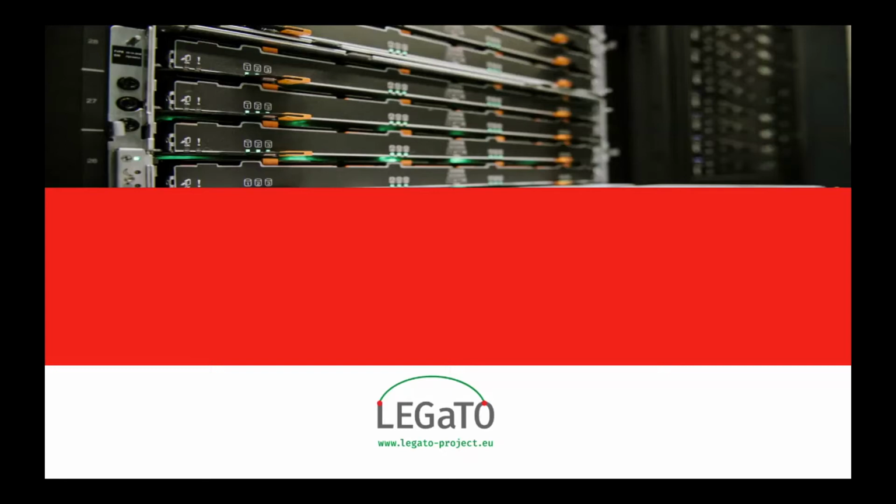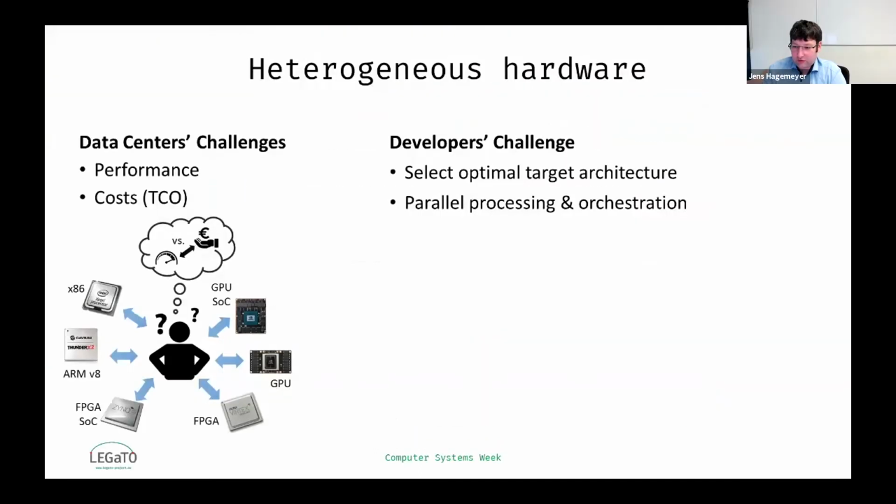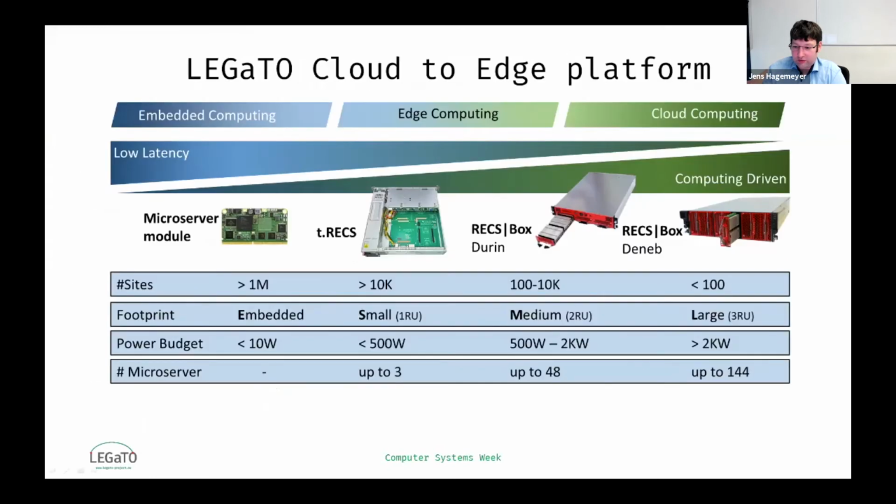He's commented in the chat. So what's the scalability of the system, and what's the largest configuration tested? Okay, so depending on the actual configuration, or on the actual box that you choose, you can have, for example, in the biggest system, up to 104 microservers in one rack, so in one box, so to say. So this is the low power one.